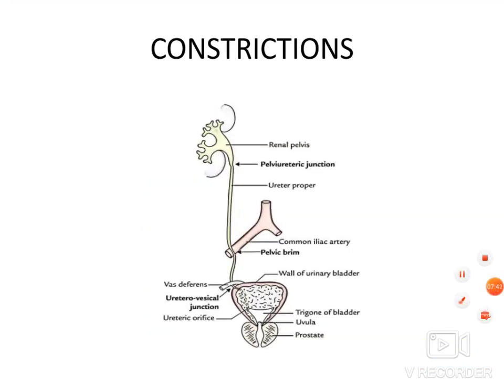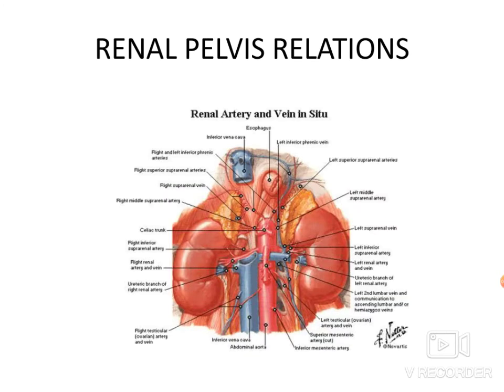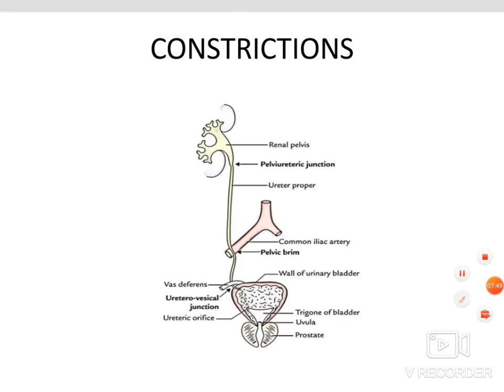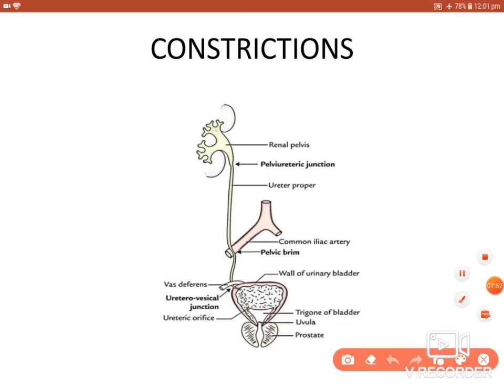Then it shows constrictions at 3 levels. Here, this is the renal pelvis from this kidney. You can see this is the pelvic ureteric junction, where the renal pelvis narrows and forms the ureter proper, the abdominal part. So here it shows constriction.